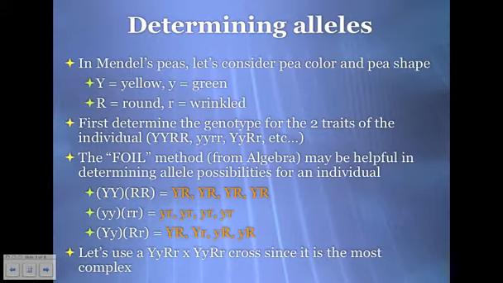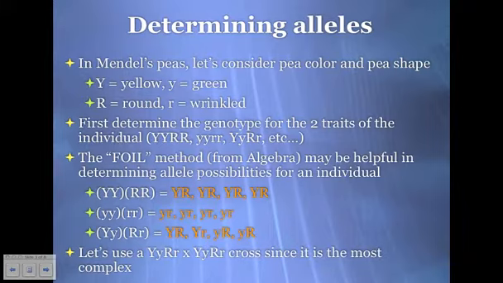So if we're going to use an example from Mendel, let's consider pea color and pea shape. We're using the letter Y to represent yellow, which is the dominant trait, and the lowercase version to represent green, the recessive trait. The letter R, the capital, represents round, which is the dominant shape, and lowercase r, which is the recessive shape, represents wrinkled.